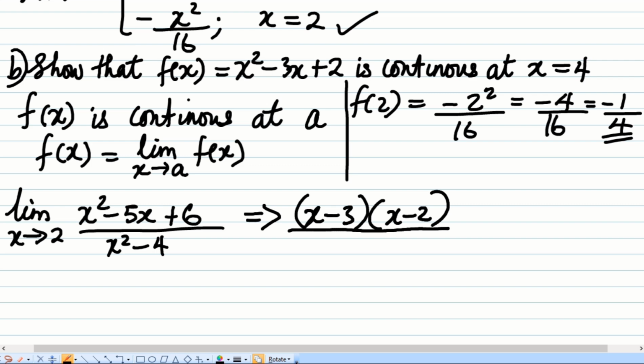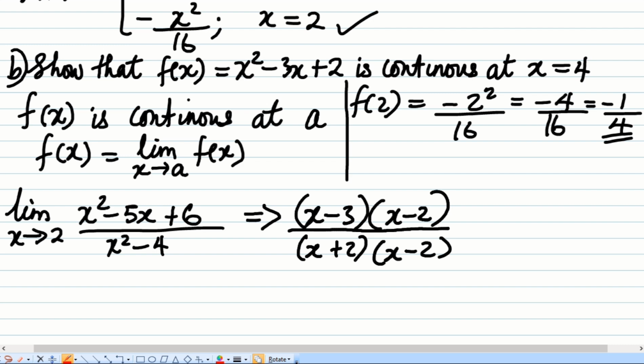And then in the denominator, again, I'm seeing difference of 2 squares, right? Because I can rewrite this to be s squared minus 2 squared, and this is difference of 2 squares. So if you factorize, you're going to get s plus 2 multiplied by s minus 2. This is difference of 2 squares. That's how it is factorized.